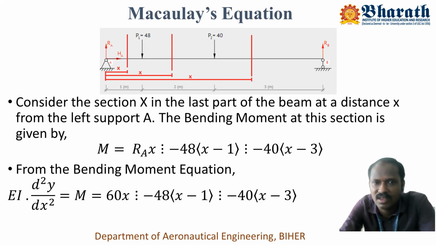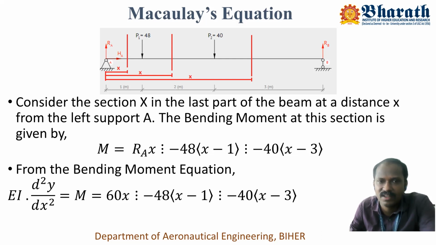So this is another thing, and you can see the Macaulay equation or the bending moment can be split into 3 parts. Corresponding to each of the 3 spans, we are going to have 3 parts, which are separated by these 3 vertical dots. So it indicates that RA into x corresponds to the first span, that is A to 48, and the second one corresponds to the section which is lying between 48 kilonewton and 40 kilonewton, and the third one is lying between 40 kilonewton and the point B.